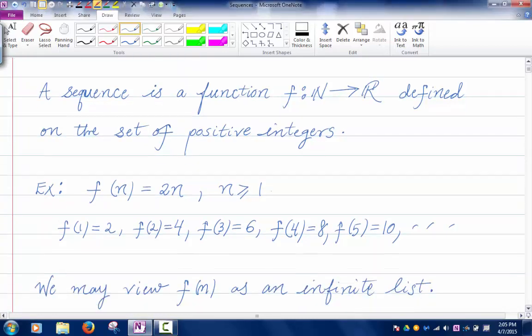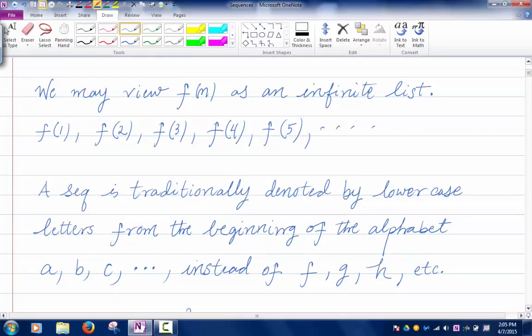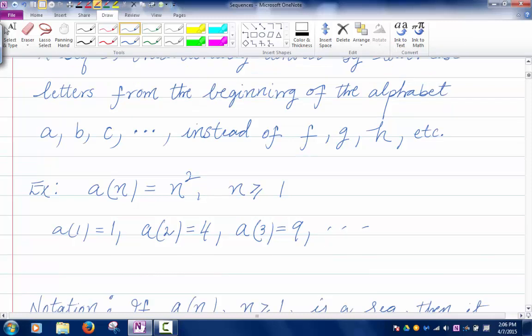Now, a sequence is just a special type of function, right? The domain is basically the set of integers. When we speak about sequences, it is more traditional to denote a sequence by using lowercase letters from the beginning of the alphabet, like a, b, c, d, instead of using f, g, and h. So we are going to denote sequences by lowercase letters from the beginning of the alphabet.